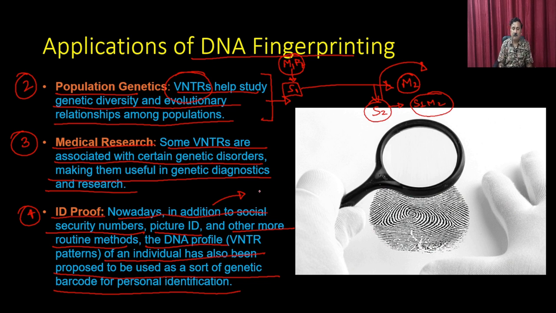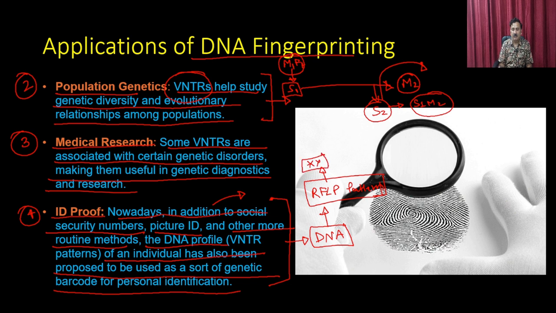But if somebody wants to identify you, DNA is something they can use. And not only DNA, they can use the RFLP pattern, because that is going to be even more specific than the DNA. So if they have information about the RFLP pattern of XYZ, and if they got DNA at the criminal site, they can use that and identify the particular individual.